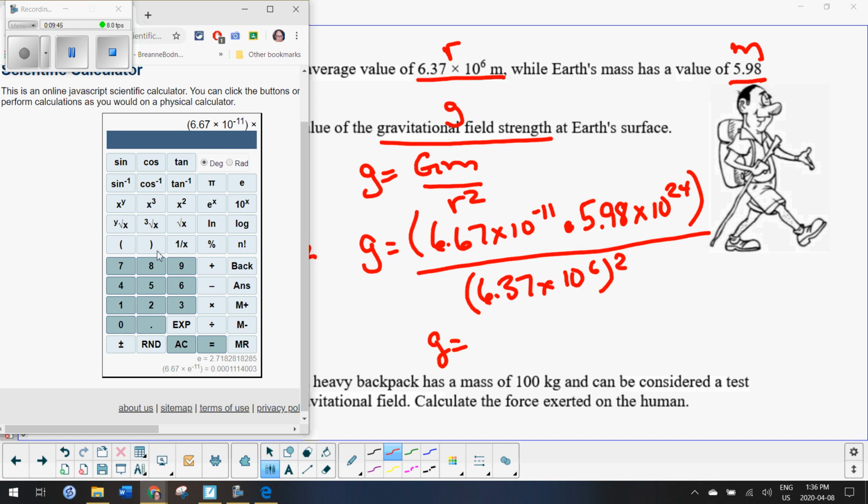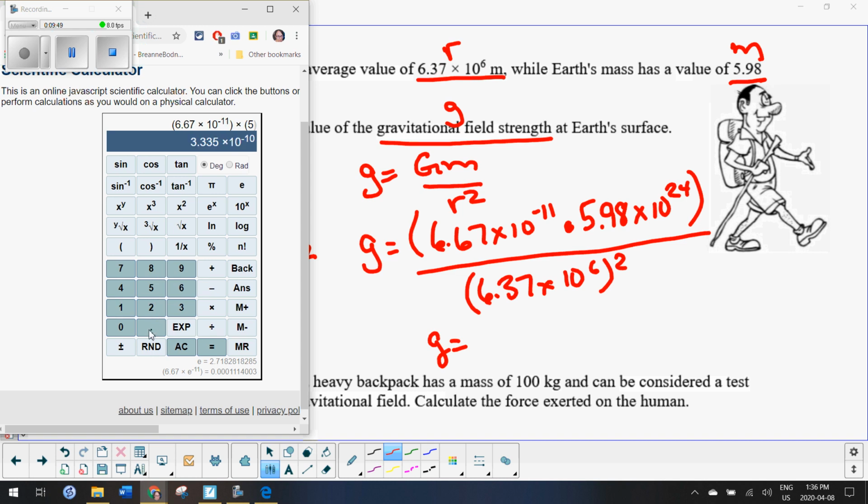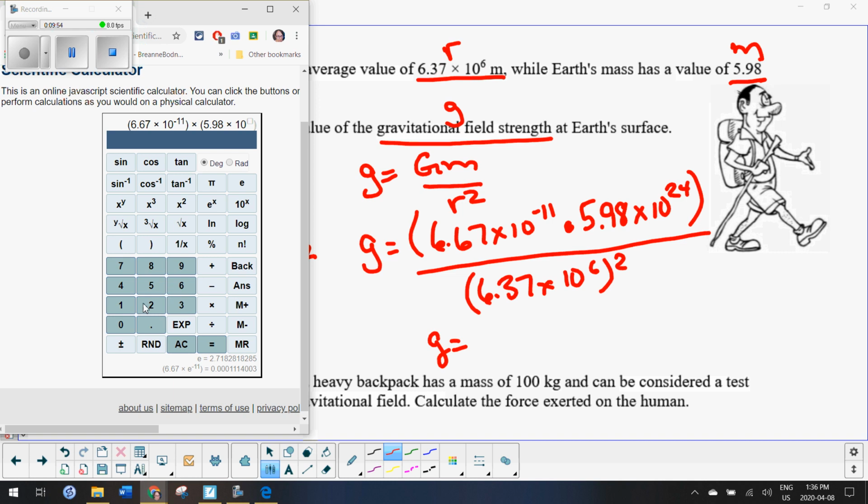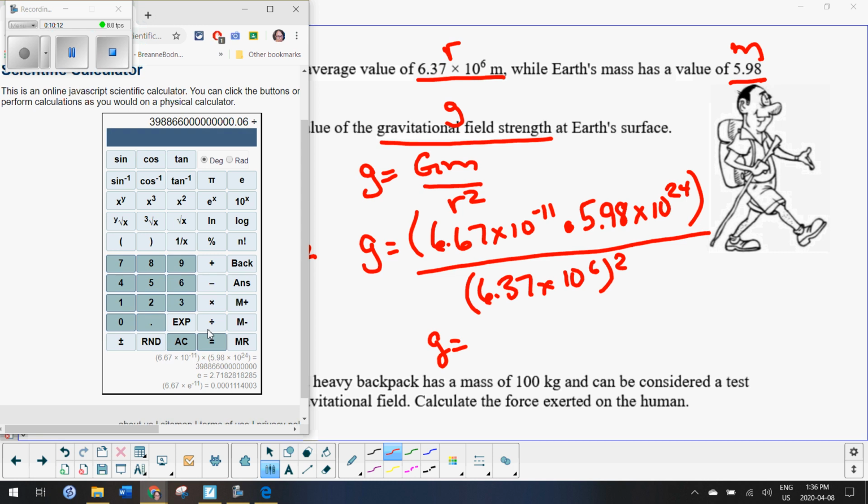So we're going to hit times, bracket again, because we're going to put this in here: 5.98, and again exponent, and now we have 24, bracket. Since I didn't put my brackets around the outside, I need to make sure I multiply these two first, so I'm going to hit equals. That gives me this huge number. I need to make sure that huge number is calculated before I divide, which I just did. So now I can hit divide, because I want to divide that huge number by whatever this is squared.